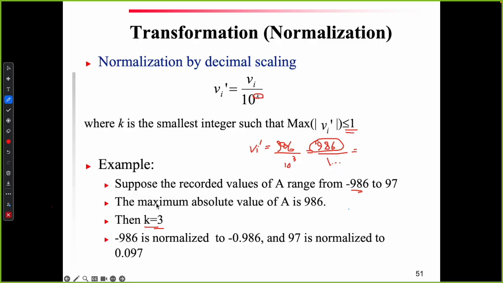So do you have any questions for this? How to know what k is, and when to use the different types of normalization? Do you have any questions here? Any question? Okay, so I assume that you have no questions here.